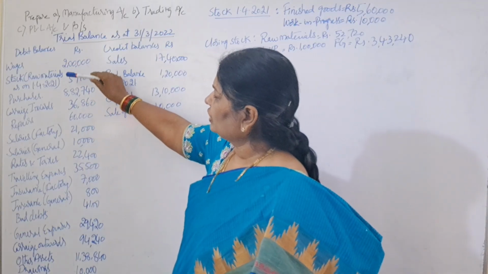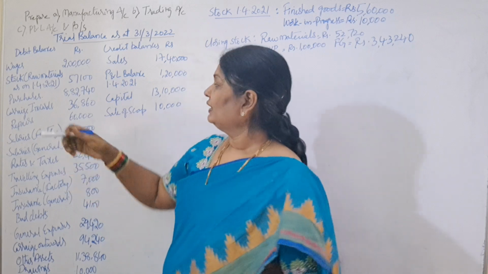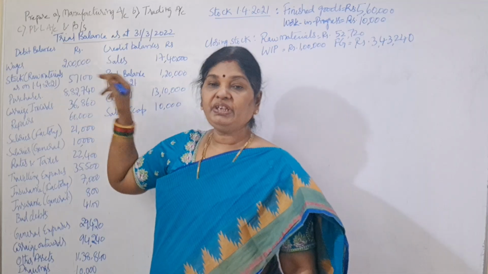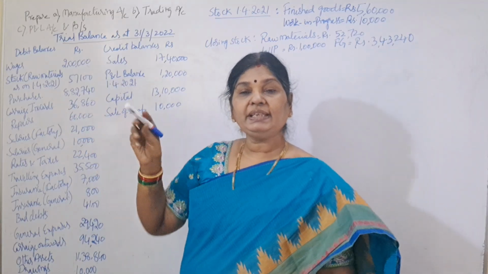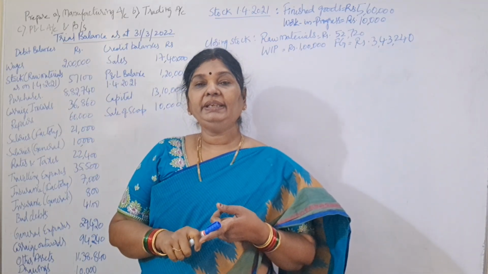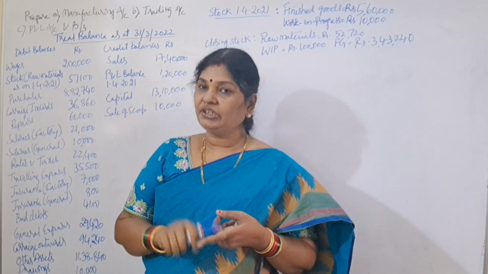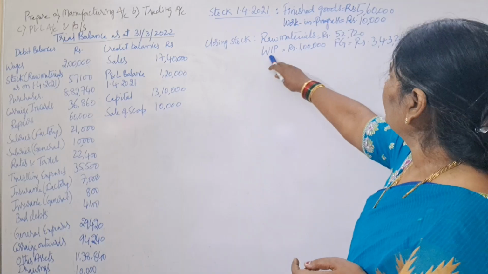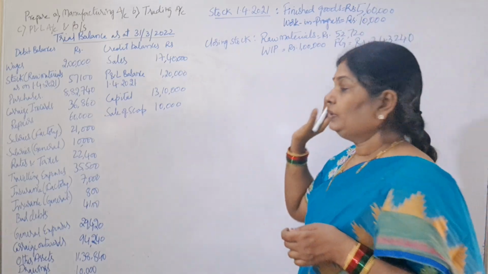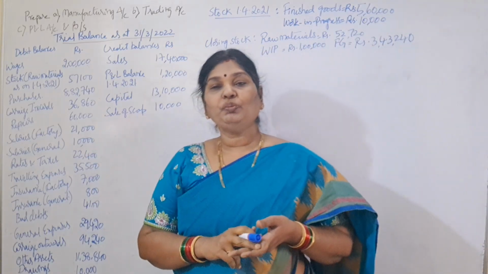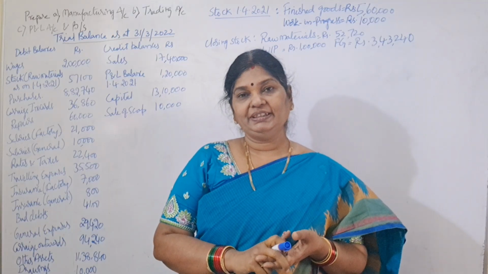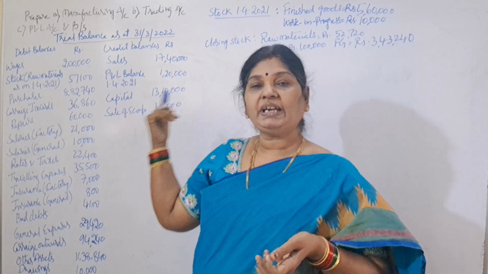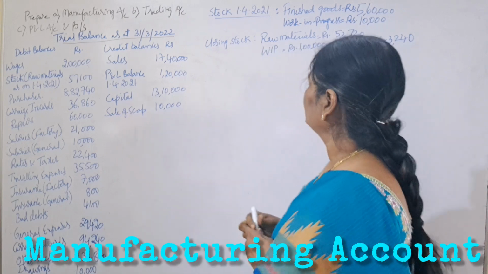So what are there under debit balances? Wages, stock. We can see stock in three stages: one is raw material, work in progress, finished goods. So in this problem we can see opening stock of raw material, opening stock of work in progress, opening stock of finished goods. In the same way, we'll also see closing stock of raw materials, work in progress and finished goods. So using this information, first we'll prepare manufacturing account. So using trial balance, we'll start preparing manufacturing account.